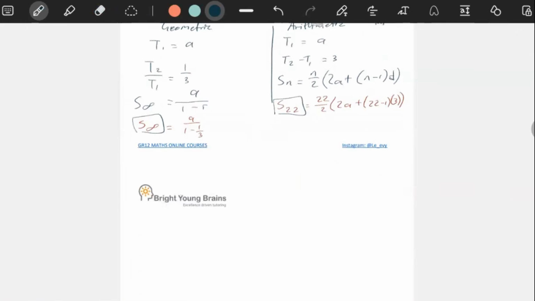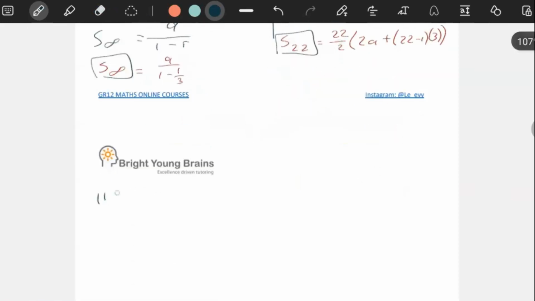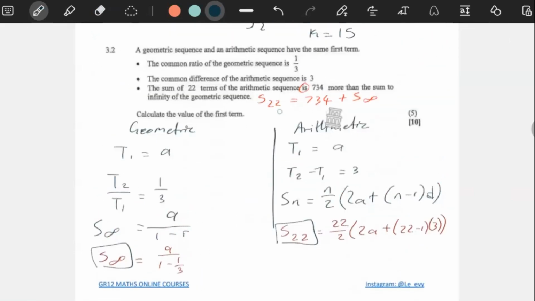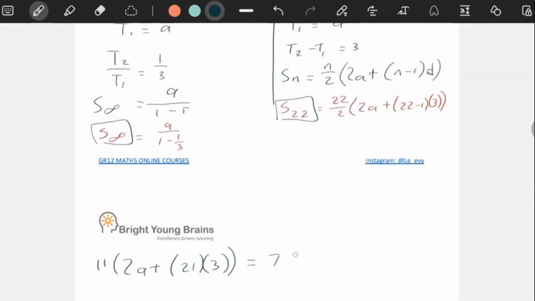So we can just put them all in this formula. In our formula, we can see that 22 over 2 is 11, and then we have 2 multiplied by a, and we have 22 minus 1, which is 21, times the 3 there. So this is S22. We know that it is equal to 734 plus the sum to infinity, which is 1 minus a third, going to be equal to 2/3. So it's a over 2/3.